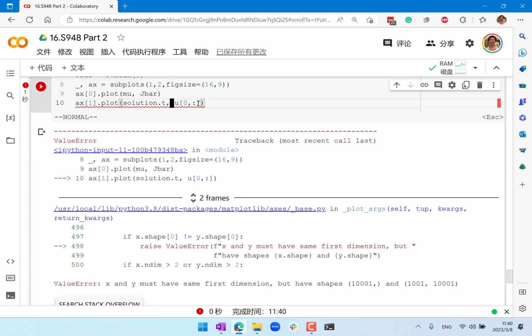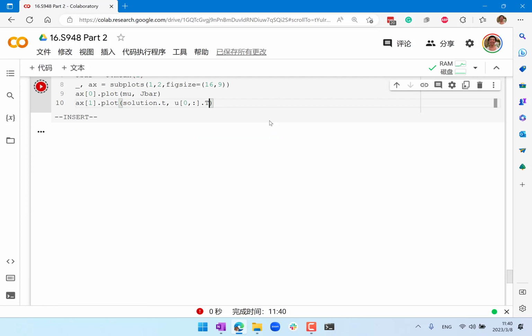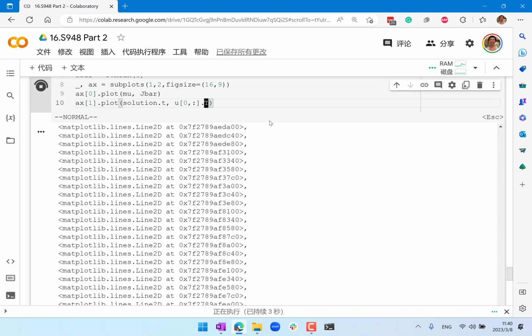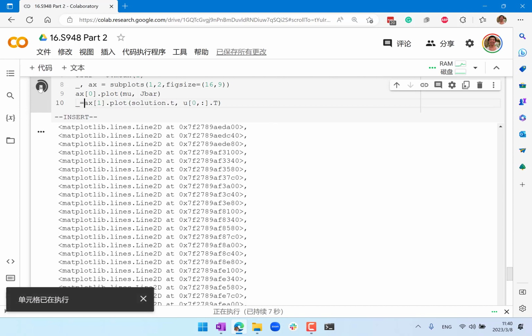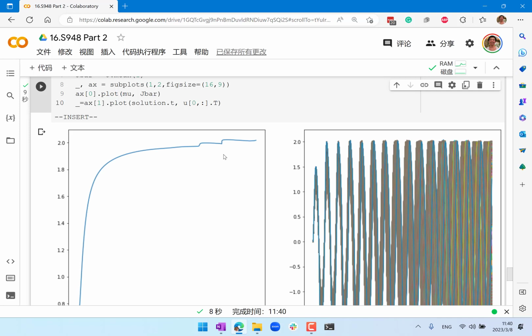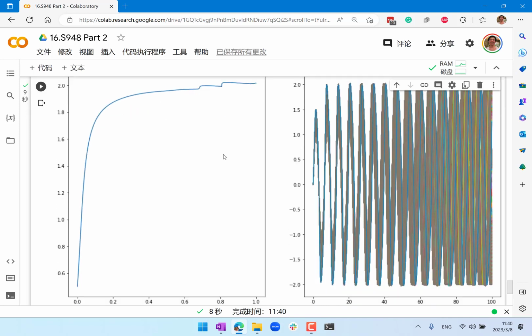I think I need to transpose the x for the solution to be plotted. Stop it, run it again. Okay, so this is the 1001 solutions.